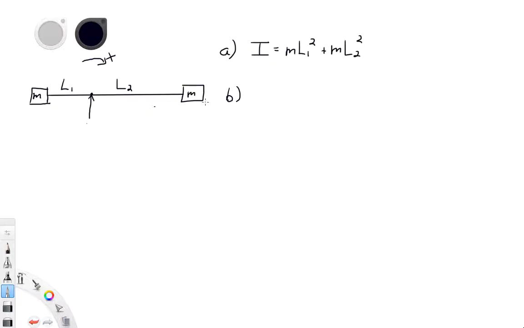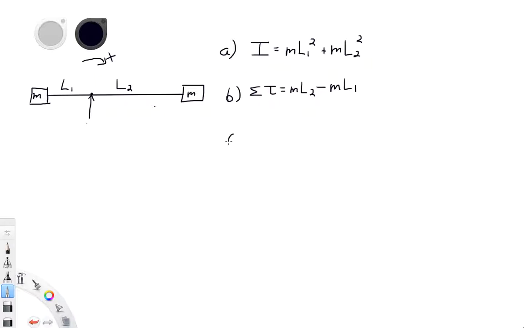So what that means is that this mass is going to cause positive torque, the other mass is going to cause negative torque, and torque is just rF. But we've got to look at the combination of torque from the two. So the mass on the right will cause torque equal to mL2, and the mass on the left is going to cause negative torque equal to mL1.